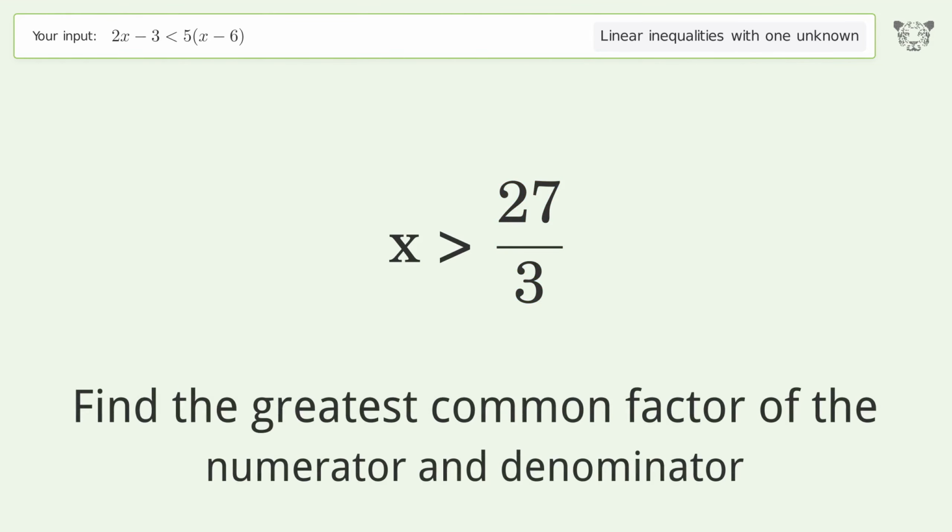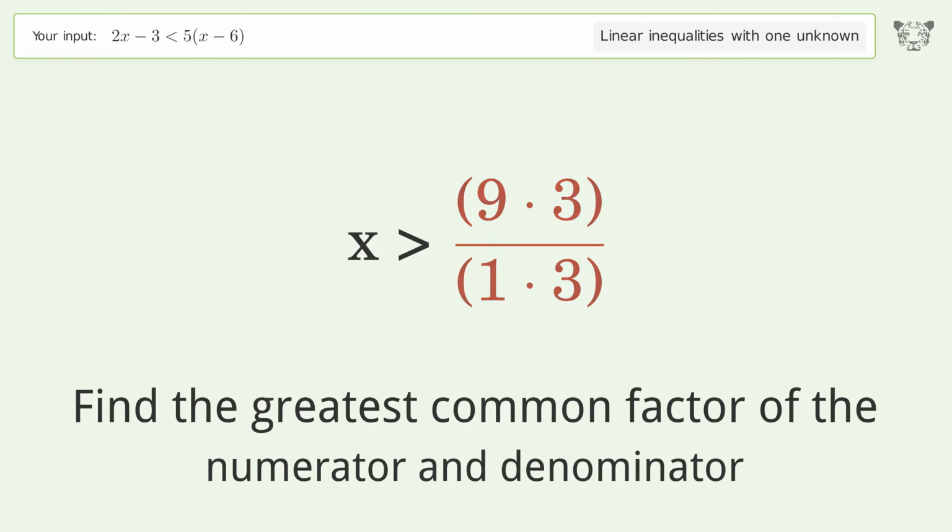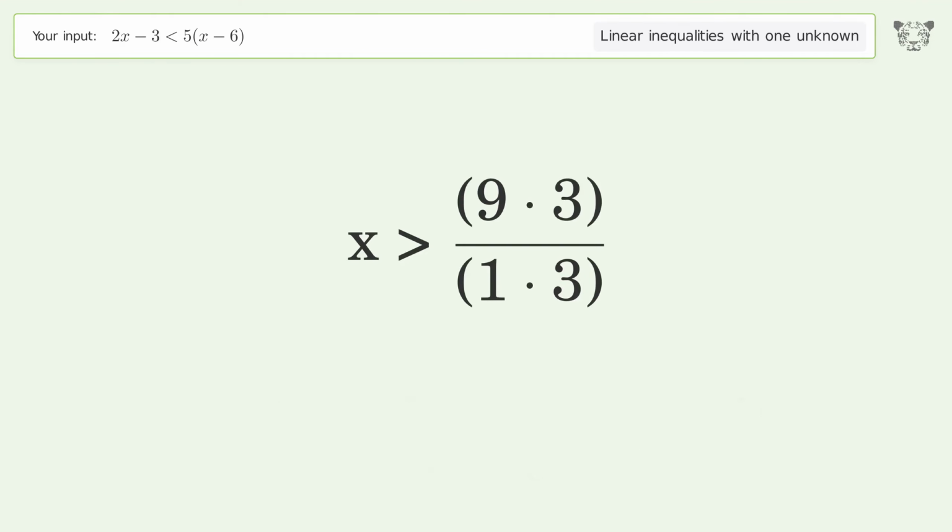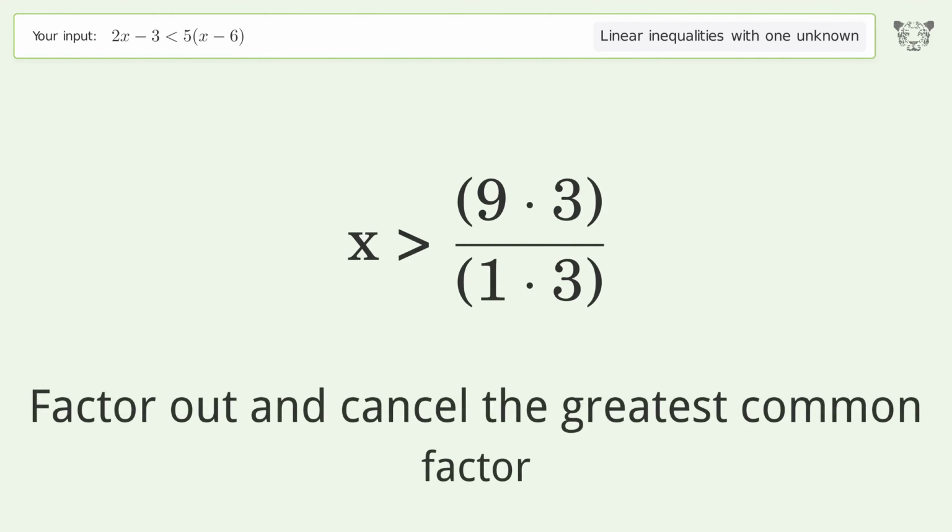Find the greatest common factor of the numerator and denominator. Factor out and cancel the greatest common factor.